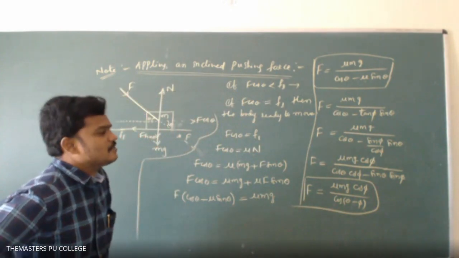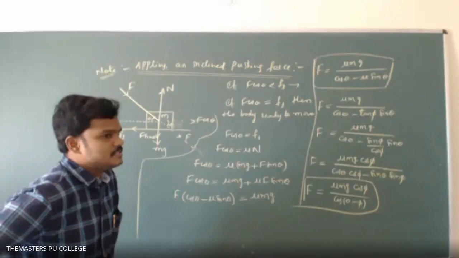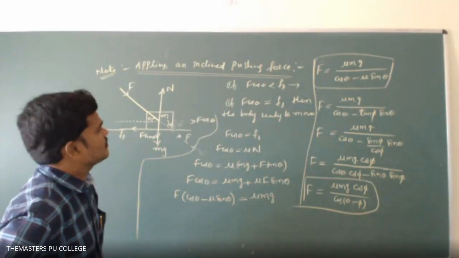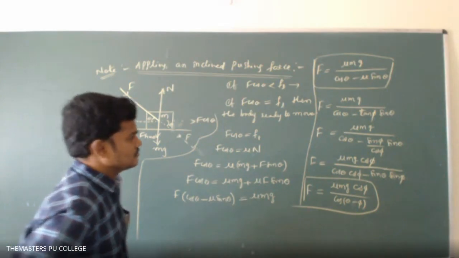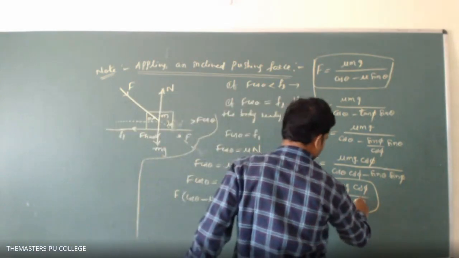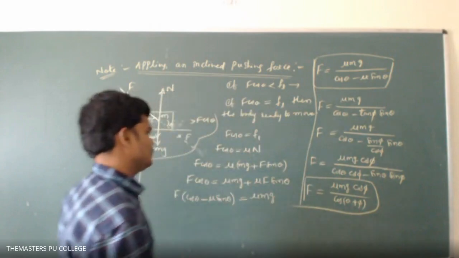Tell me, is it correct or not? Sir, it's cos A plus B. Cos A plus B, yes. Okay, okay.